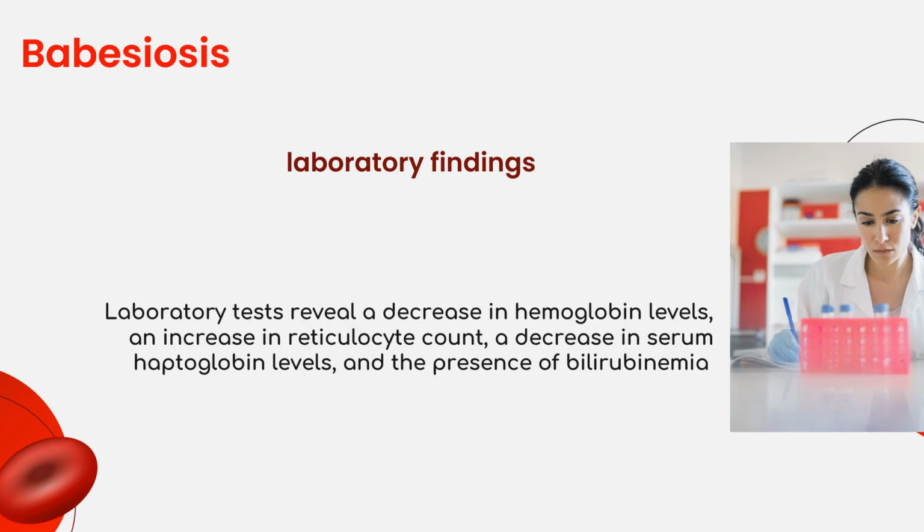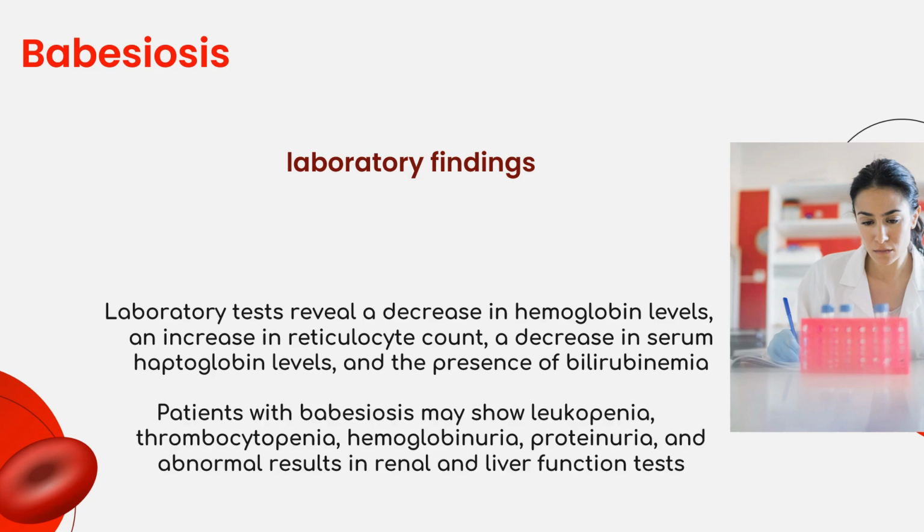These may reveal a decrease in hemoglobin levels, an increase in reticulocyte count, a decrease in serum haptoglobin levels, and the presence of bilirubinemia. Additionally, patients with babesiosis may exhibit other abnormalities in their laboratory results. These can include leukopenia, thrombocytopenia, hemoglobinuria, proteinuria, as well as abnormal results on renal and liver function tests.